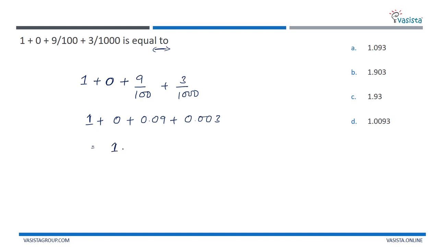Now add it: 1 plus 0, correct? Let us check out this. There are 3 decimals here. After decimal point, 3 digits are there: 1.000, then 0.000, then 0.09 and 0.003. Now add it: 3, 9, 0 and 1.